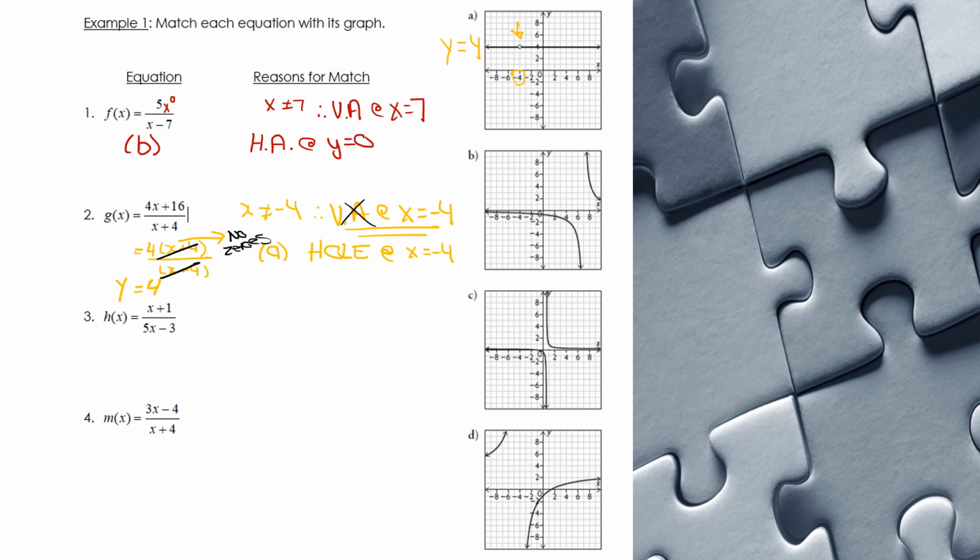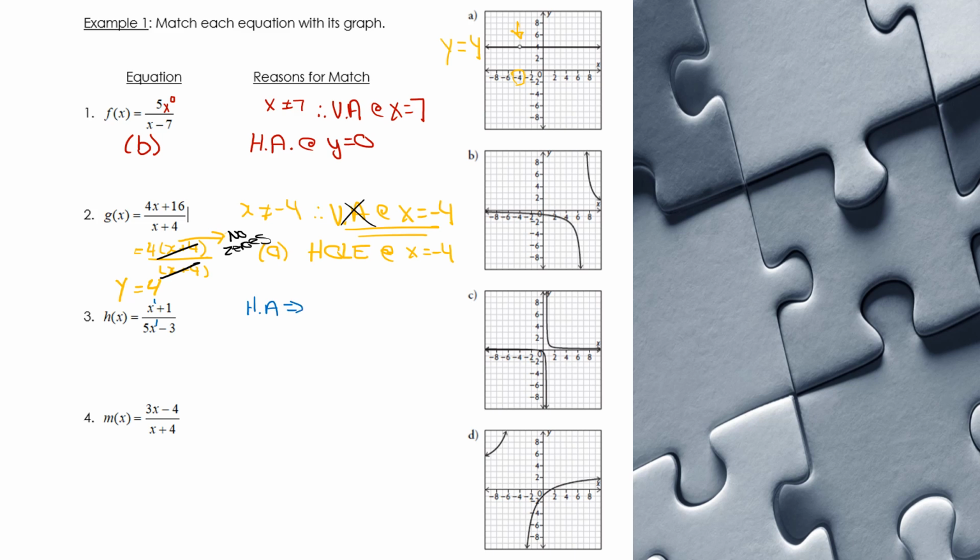We can look at the degrees. The degree of the numerator is a 1. So this is a degree of 1. The degree of the denominator is a 1. When the degrees equal each other, we find our horizontal asymptote by dividing the leading coefficients.